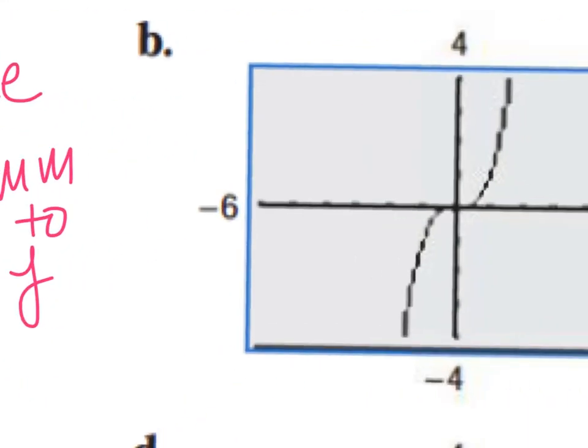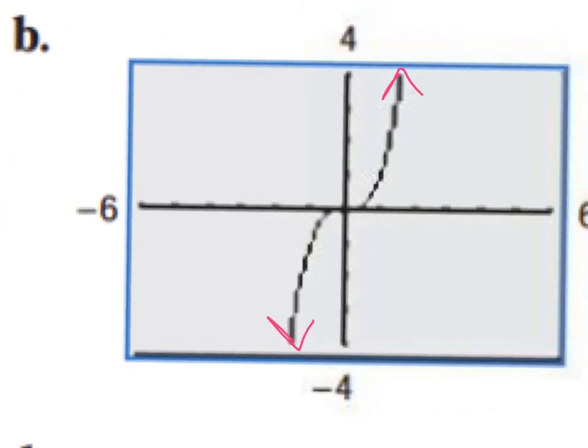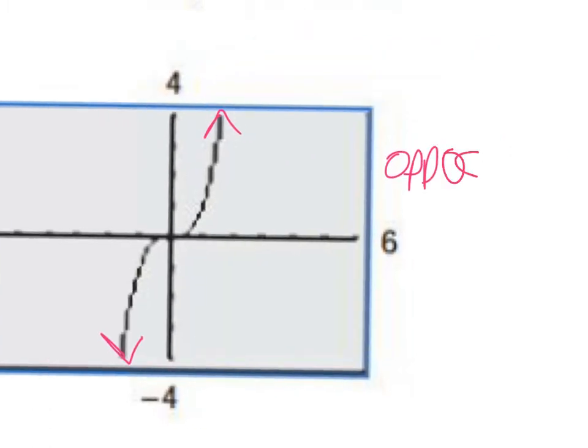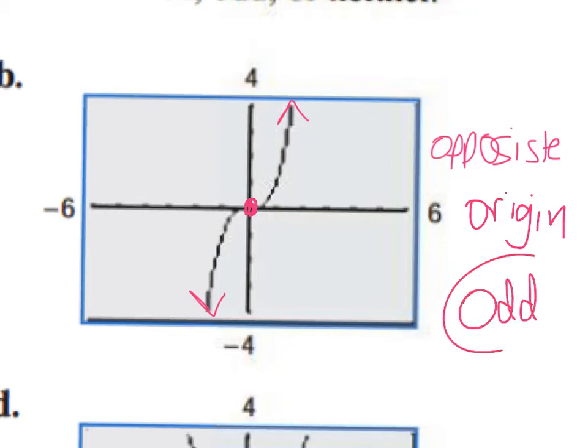Look at B. Look at the directions. Look at the ends of the graph. Are they going in the same direction or opposite directions? Okay, they're going in opposite directions. Does this graph go through the origin? Yes. So if the ends are going in opposite directions, and the graph goes through the origin, what kind of a function is this? Odd. Good.